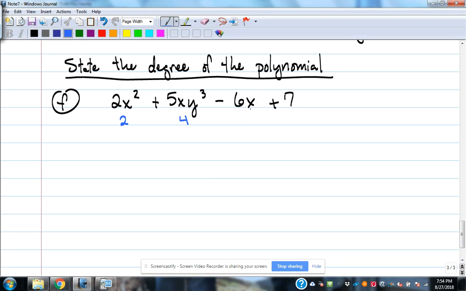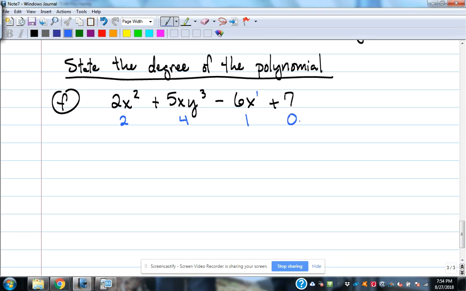What's the exponent on the x for the 6x? It's a 1. So the degree of that term is 1. Poor little 7 out here doesn't even have an exponent or a variable. So what's its degree? 0, because it doesn't have a variable.